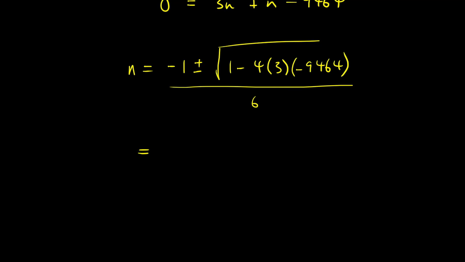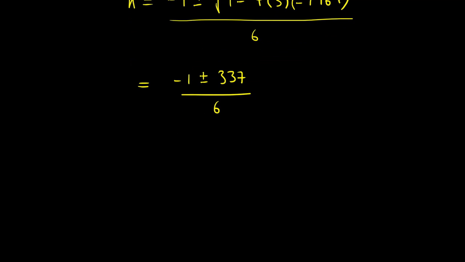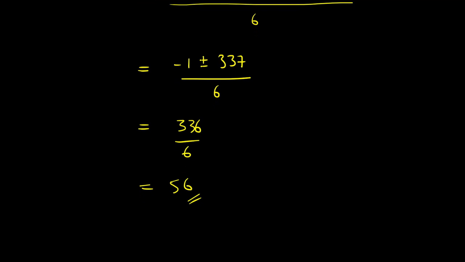Oh. It is 337. So I get -1 plus or minus the square root of 337 over 6. Now, of course, all I'm interested in is, well, not square root of 337, beg your pardon, just 337. All I'm interested in is the positive value, right? So we can just say we've got -1 plus 337, which is 336, divided through by 6. And 336 divided through by 6 is 56. So our answer there for n should just be 56.